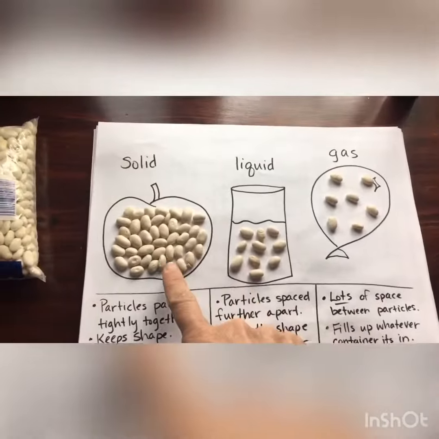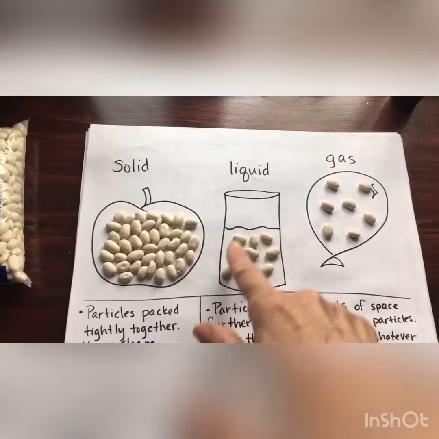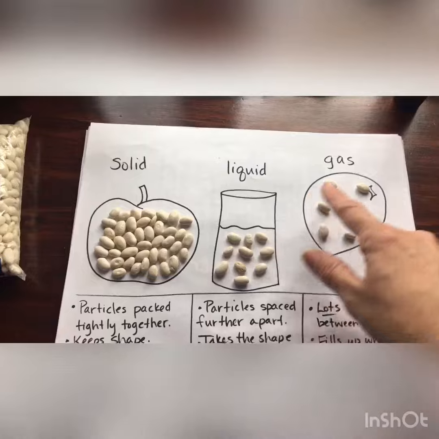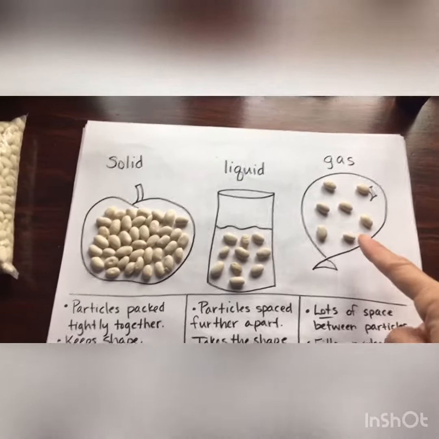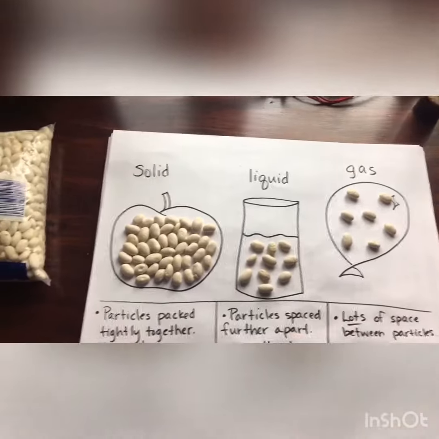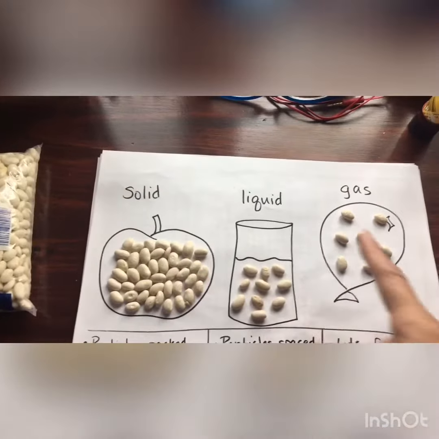I've drawn an apple as my solid. This is just like a cup of water or juice for my liquid. And then I've got a balloon here that's filled with gas. You can use my objects here if you'd like, or you can make up your own. Just make sure you have it labeled solid, liquid, and gas.